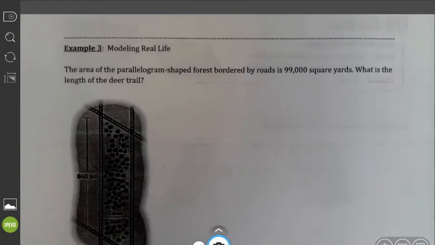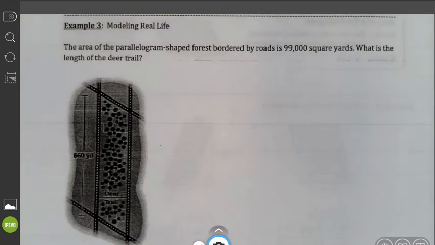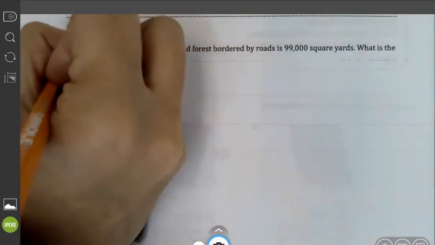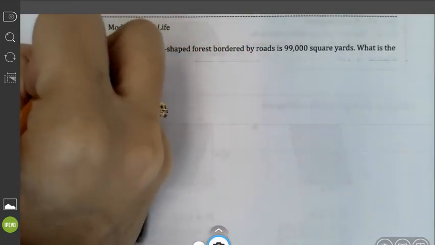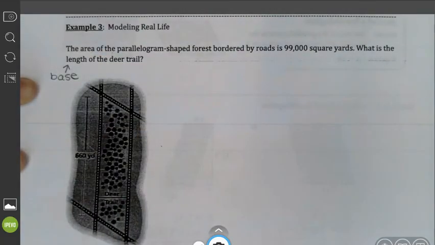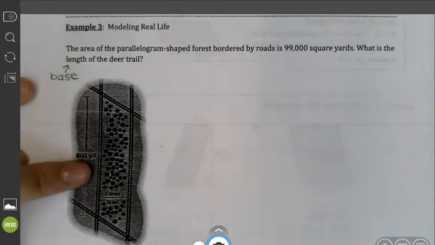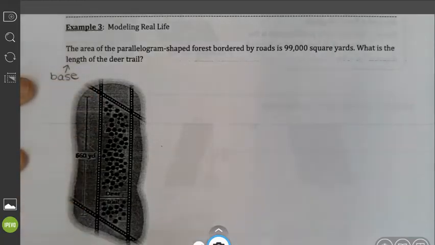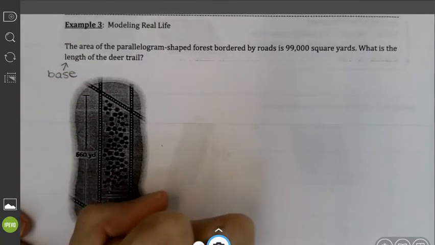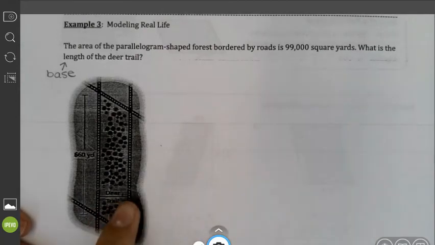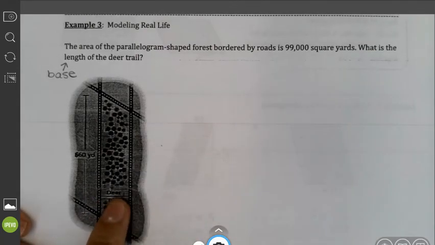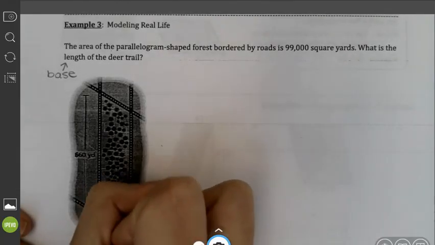All right, last example. The area of the parallelogram-shaped forest bordered by roads is 99,000 square yards. What is the length of the deer trail? Now, we know in a parallelogram we don't necessarily have length, but length can be interchangeable with base or height. In this case, we'll use it to represent base because we can see how tall this is. Okay, I know this is difficult to see, but here is the length or the base, and we see the right angle as well.